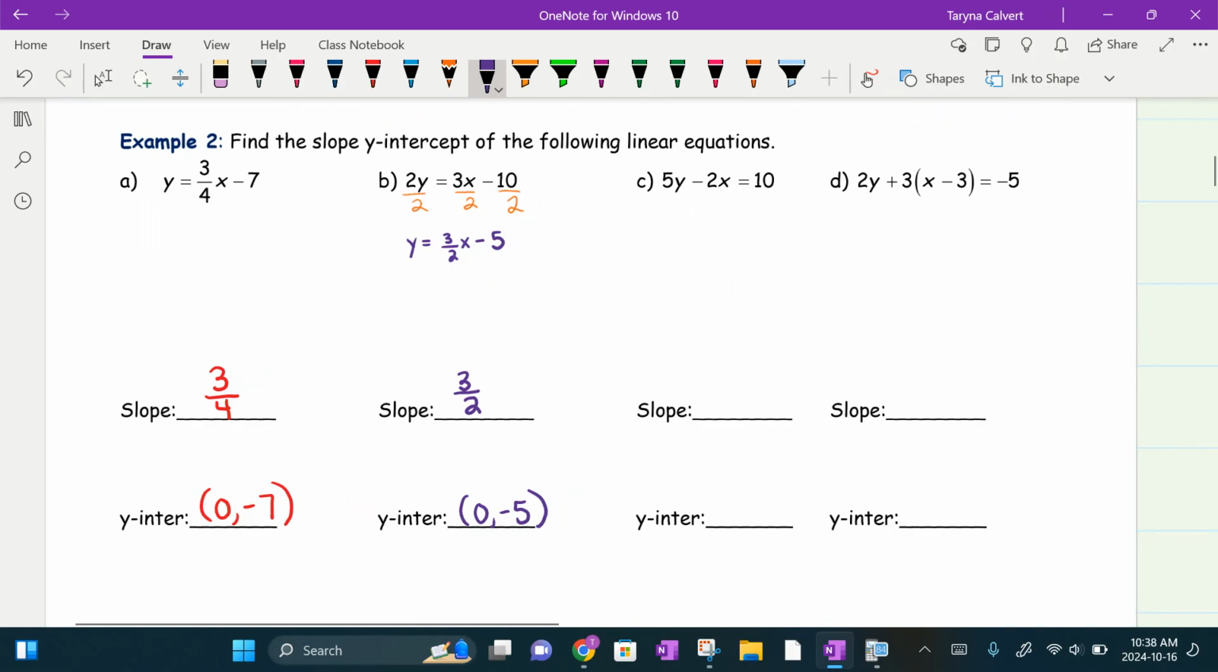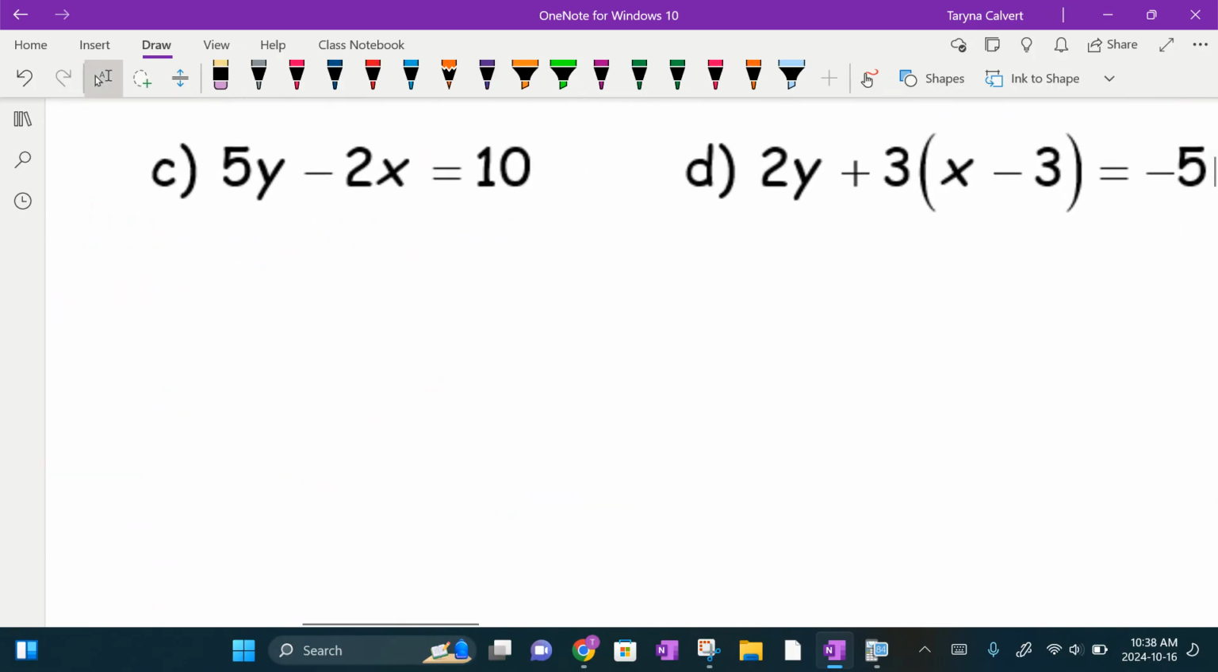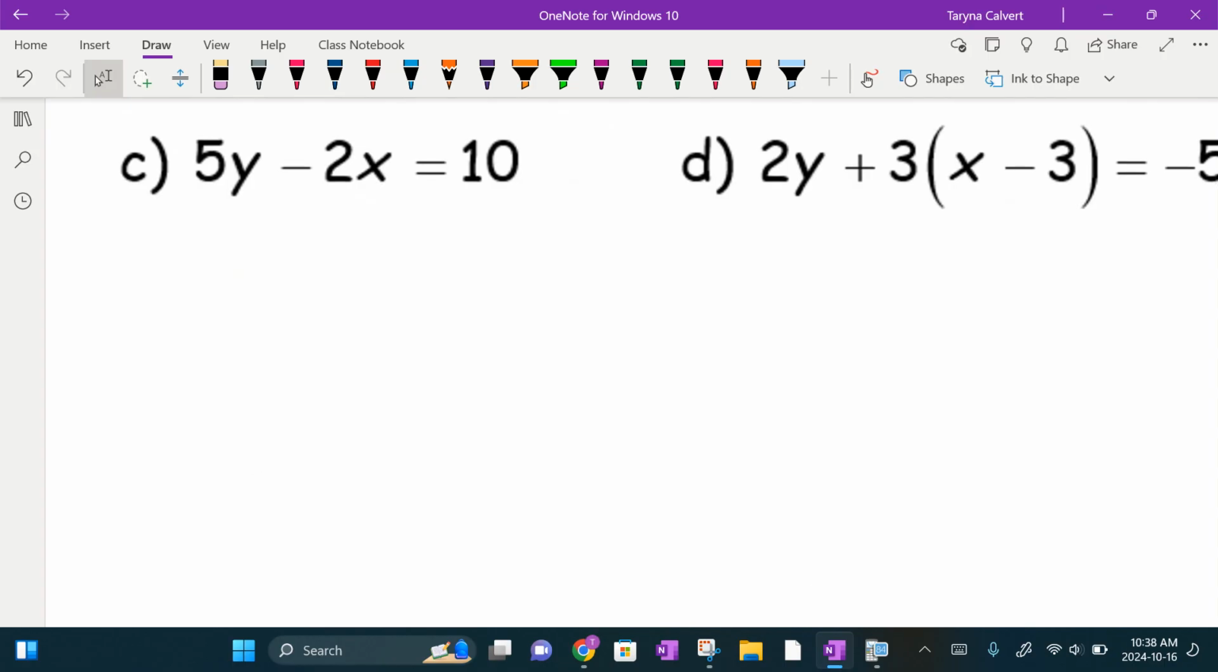Right, so we're graduating to a little bit more work. Okay, so here, how many steps am I going to have to do before I can get y by itself? I can't do it in 1. I have to do it in 2 steps, because what has to move first? The minus 2x. That has to go to the other side. And then I have to get rid of the 5. So this has 2 steps before I can get y by itself.